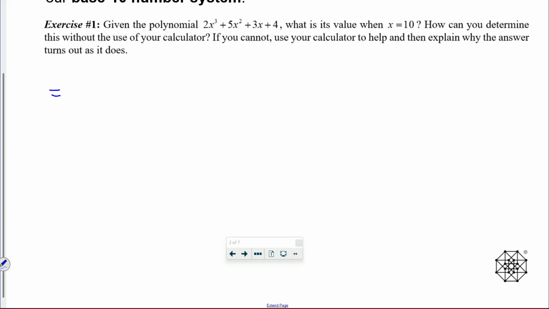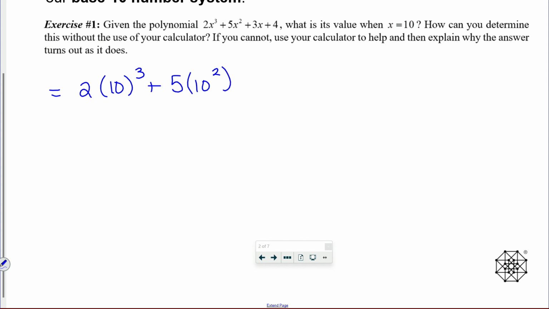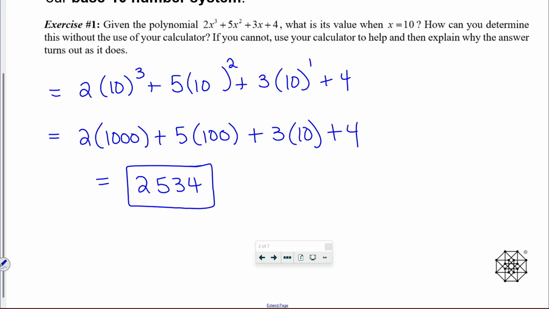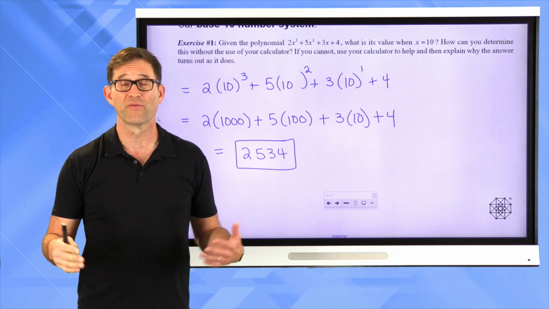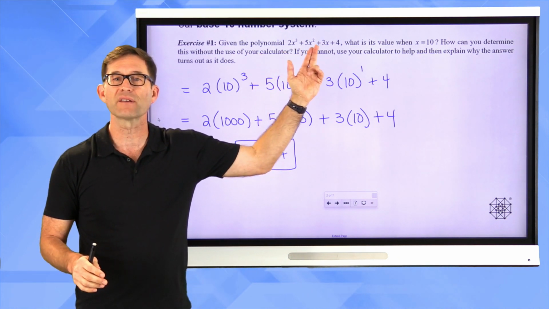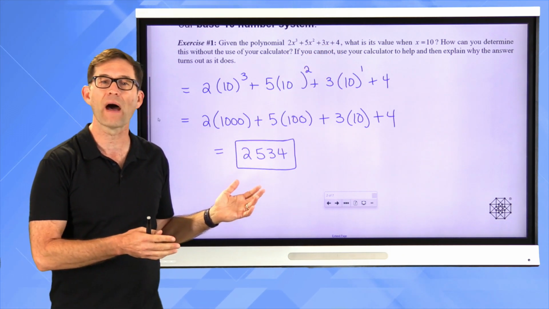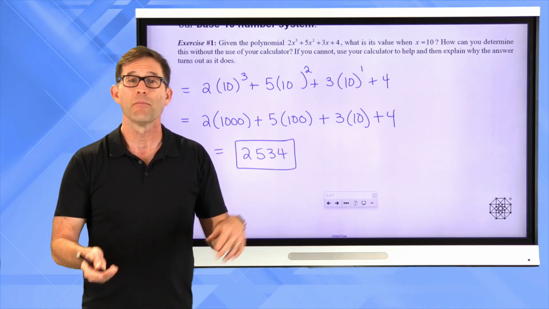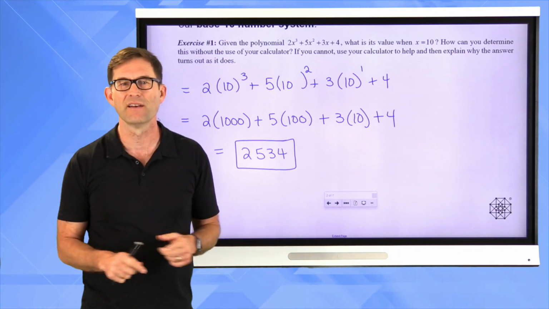So in other words, when I have something like this, I've got 2 times 10 to the third, plus 5 times 10 to the second, plus 3 times 10 to the first, plus 4. Well, then I've got 2,000 plus 500 plus 30 plus 4, and I've got 2,534. Now, if x wasn't equal to 10, this would be a whole different ballgame. But the idea is that 2x cubed plus 5x squared plus 3x plus 4 is sort of analogous to the number 2,534, because 2,534 is 2 times 10 to the third plus 5 times 10 to the second plus 3 times 10 to the first plus 4 times 10 to the 0, if you will.